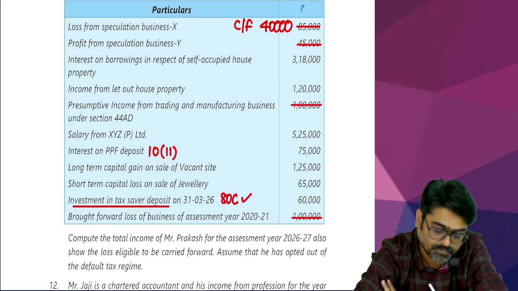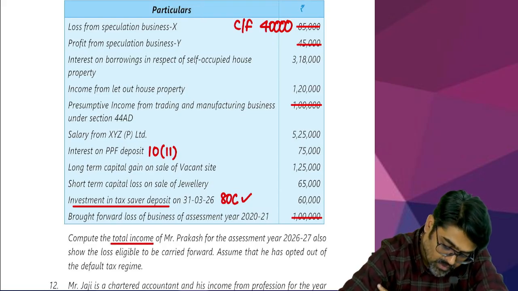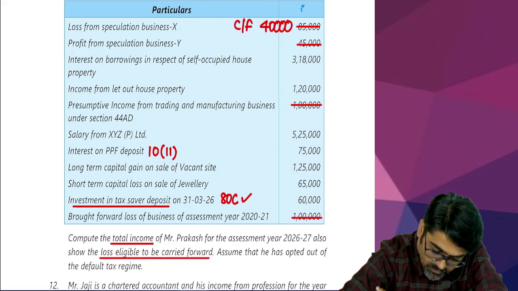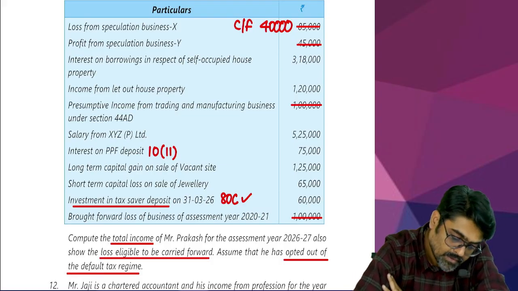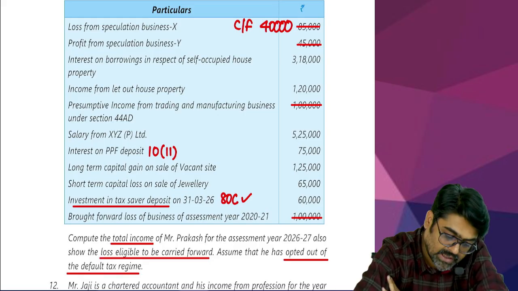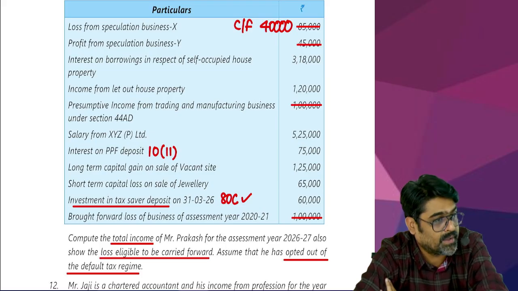Yes or no? So first of all, compute your total income and also show the losses eligible to be carried forward. Assume that he has opted out of default tax regime. First of all, tell me, interest on borrowings is 3,18,000, and this interest is for SOP. So this year SOP 3,18,000 interest is there.